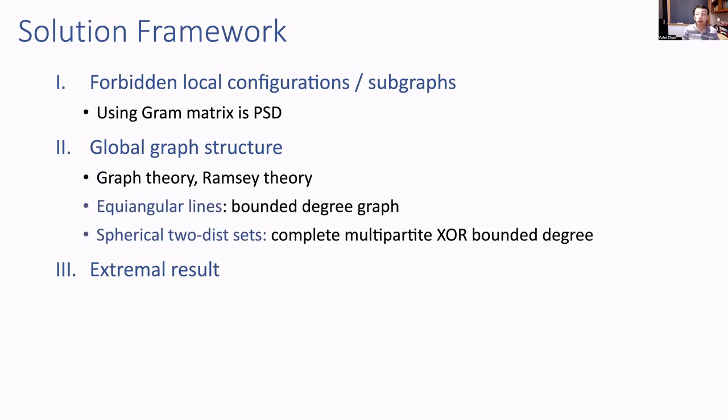And using these local configurations, then we appeal to arguments from graph theory, in particular Ramsey theory, to understand some global structure of the graph. In the case of equiangular lines, we show that the graph has bounded degree. Well, it can be made into a graph with bounded degree. In the case of spherical two-distance sets, we end up showing that the graph is basically a complete multipartite graph with a bounded number of parts, with symmetric difference with a graph of bounded degree. So this is a structural description of what such a graph should look like.